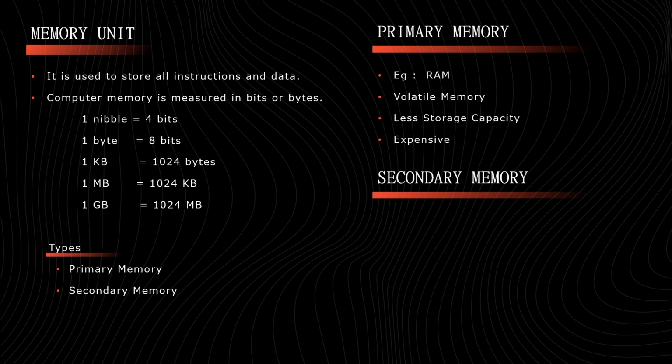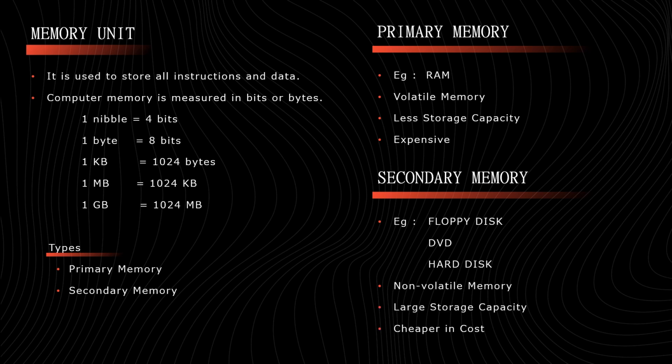Secondary memory. Secondary memory is used to store the data permanently. That's why it is called permanent memory. For example, floppy disk, DVD, hard disk, etc. Secondary memory is also called non-volatile memory, meaning it never loses the data even though a power failure or system crash occurs. That's why it is called non-volatile memory. Secondary memory has a very large storage capacity, and storage memory devices are cheaper in cost.